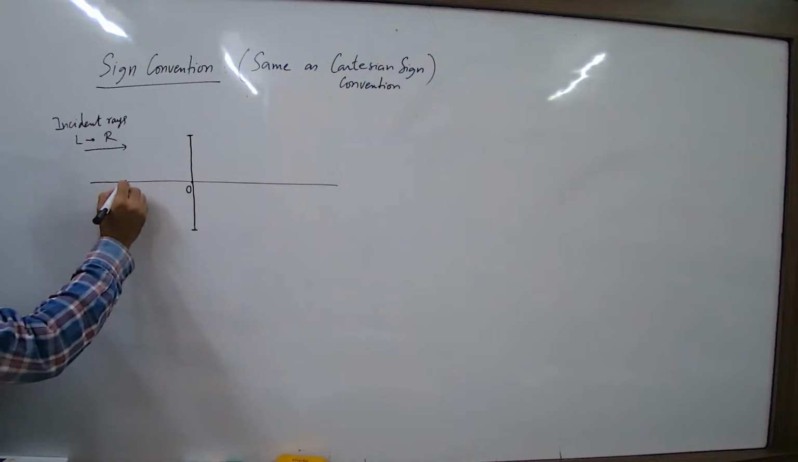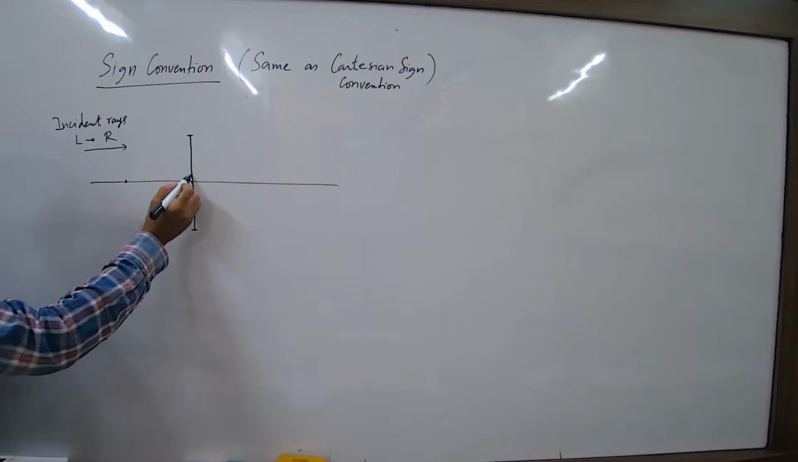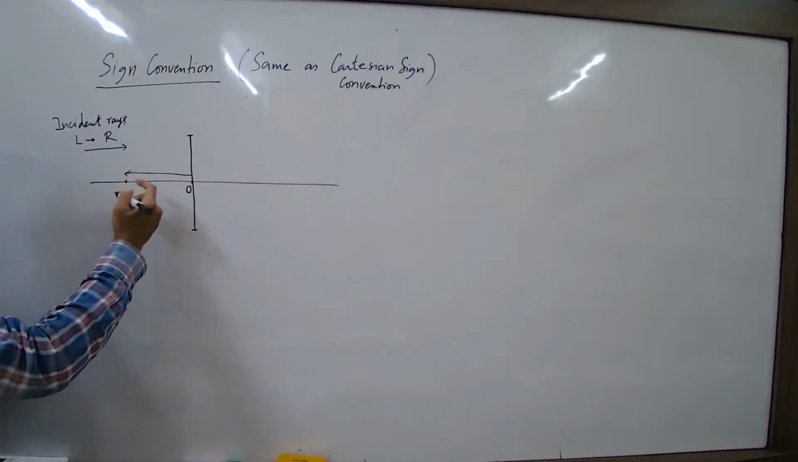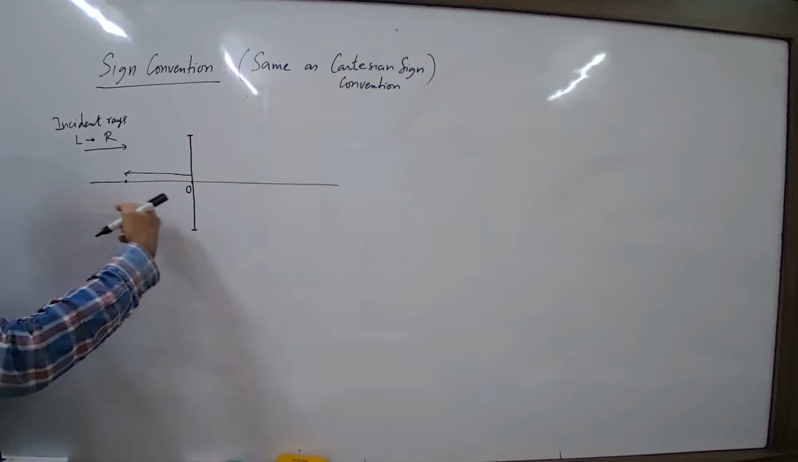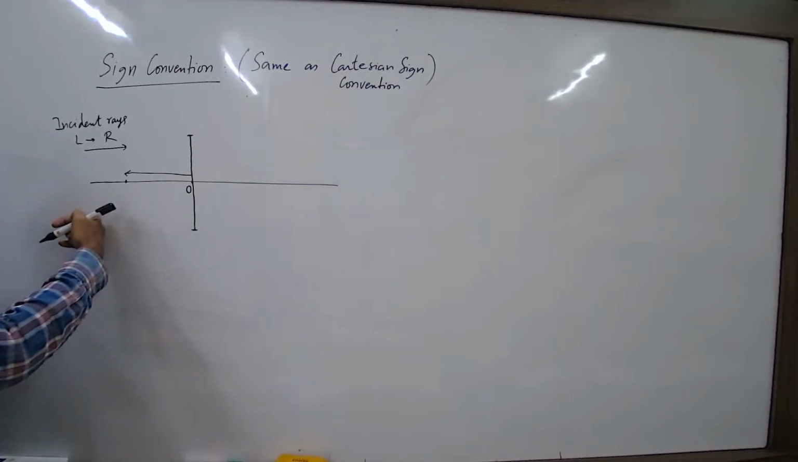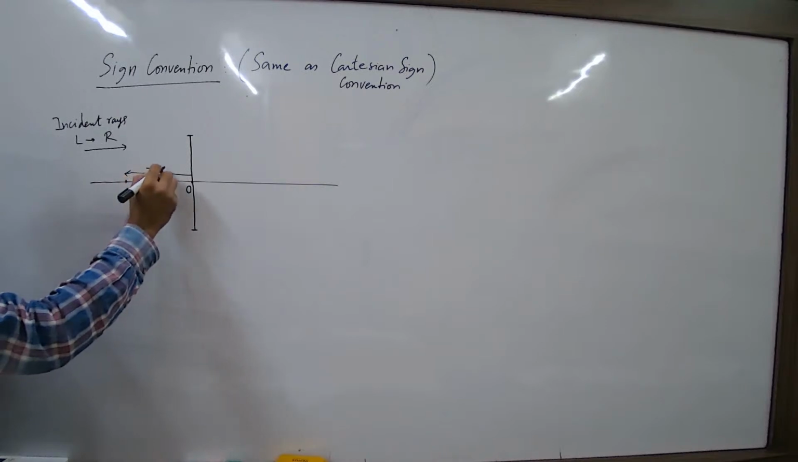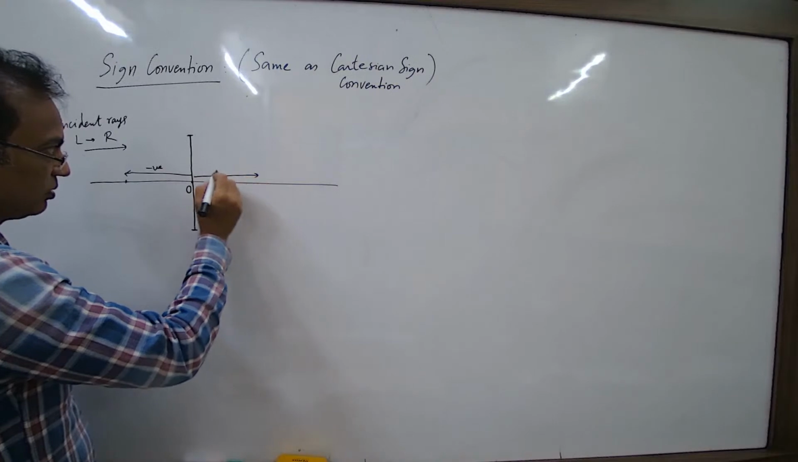So if the object is over here, what is the object distance? This is the object distance. So this distance will be positive or negative? This is the negative x-axis, right? Origin to left is negative. So this is negative. Any distance measured to the right will be positive.